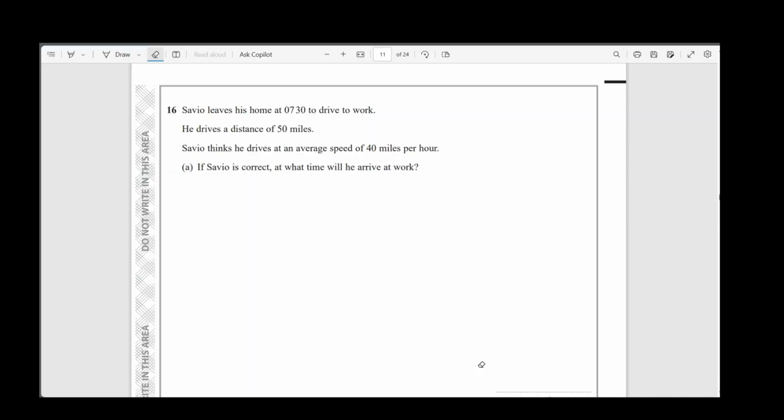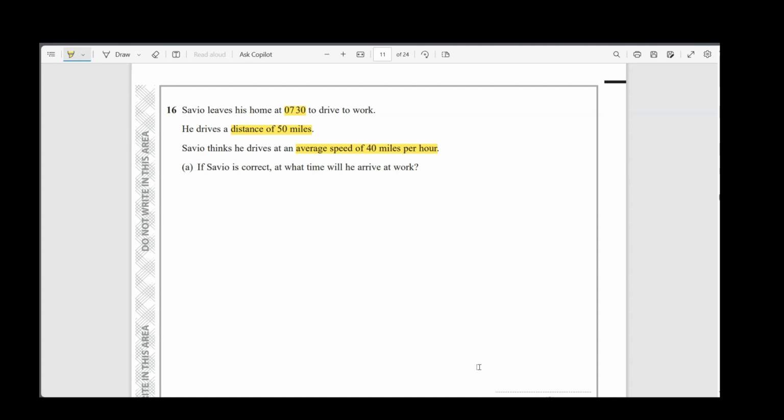Question 16 is a speed, distance, time question. Okay, so our clues for it being a speed, distance, time question, as we can see, Savio leaves his house at 7:30, so we've got some time in there to drive to work. He drives a distance of 50 miles. Savio thinks he drives at an average speed of 40 miles per hour. If Savio is correct, at what time will he arrive at work?